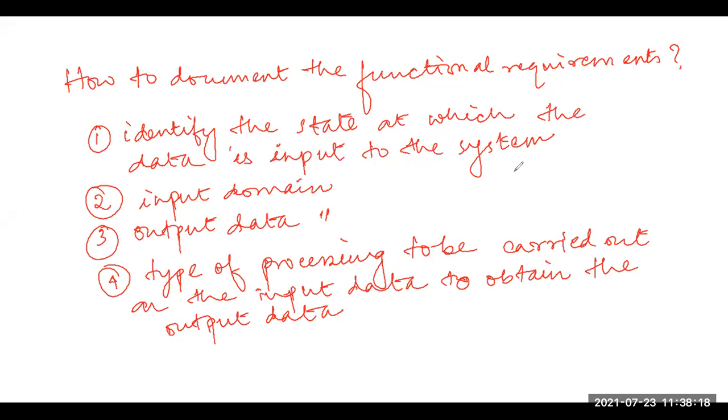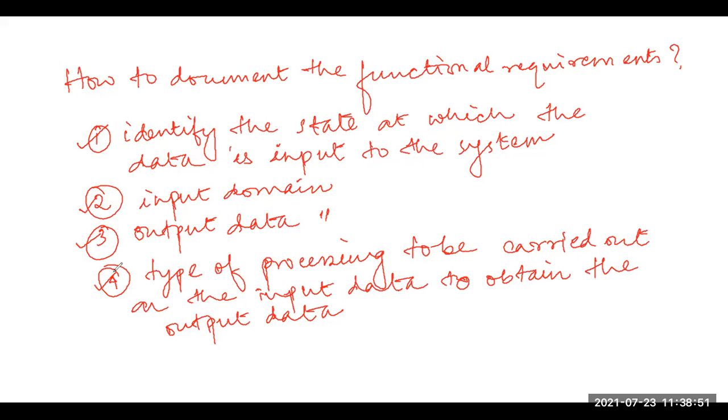Okay. So how do we document the functions? First, we identify the state at which the data is input to the system. Then I identify the input domain. Then I identify the output data domain. And then I identify the type of processing which needs to be carried out on this input data to generate the output data.